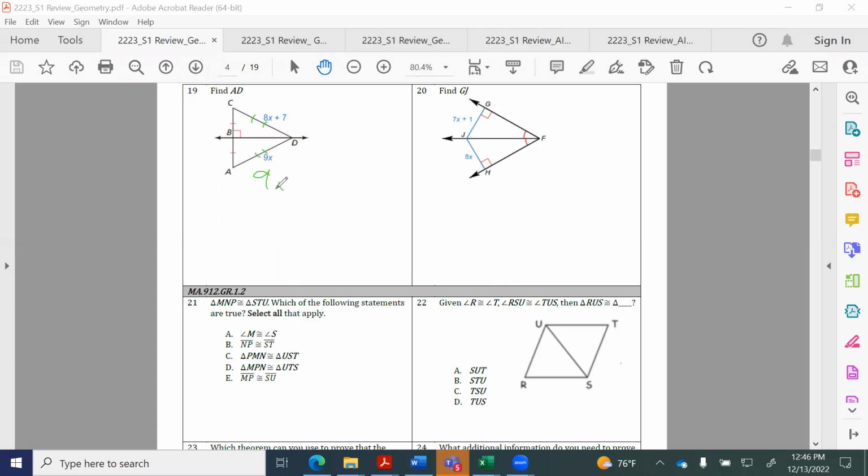So set up an equation, 9x equals 8x plus 7. Subtract off the 8x, and that gives us just x, which is 7. Once we have x, plug it back in, and we can solve for AD. So AD is 9 times 7, which is 63.